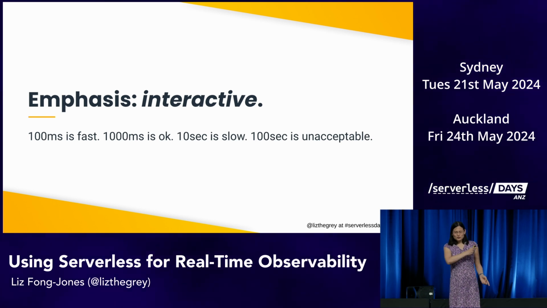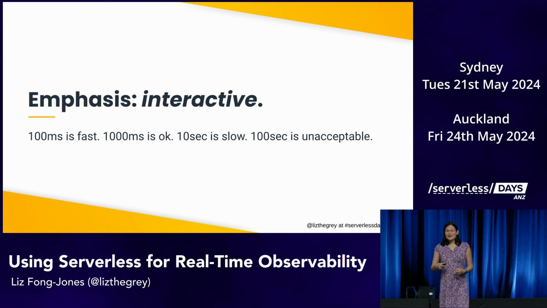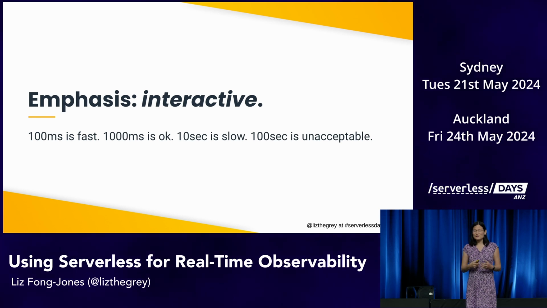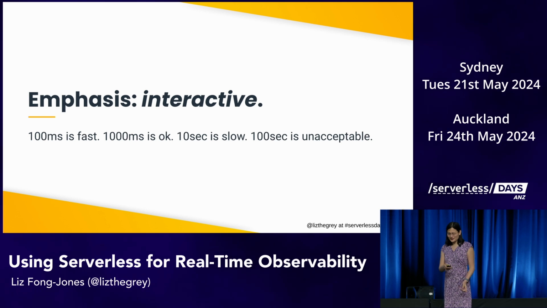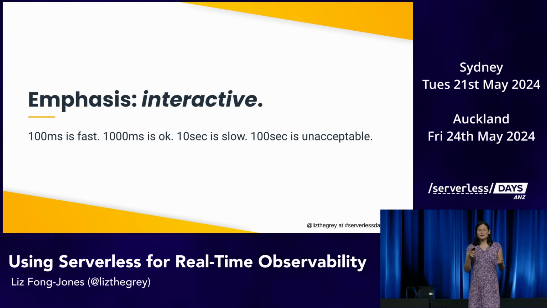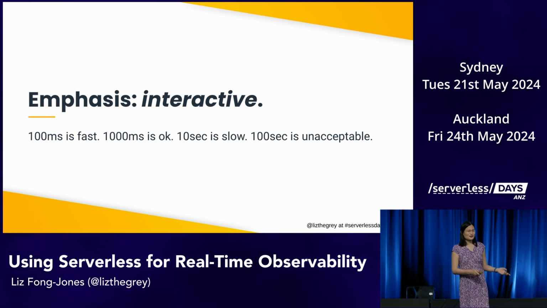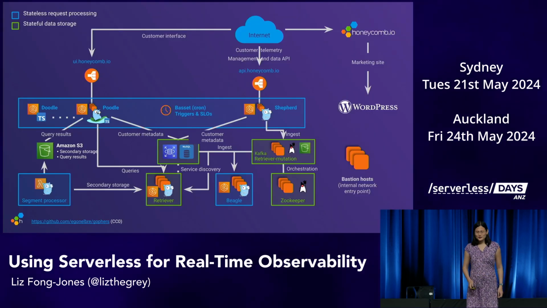So the emphasis is interactive, right? 100 milliseconds, like what you saw there, that's pretty snappy. 1,000 milliseconds is OK. If I start having to take a sip of my coffee, that's a little slow, but it's tolerable. And if I have enough time to get up and make a fresh pot of coffee, that's a problem, right? That's kind of indicative that this is no better than any of the previous generations of things.